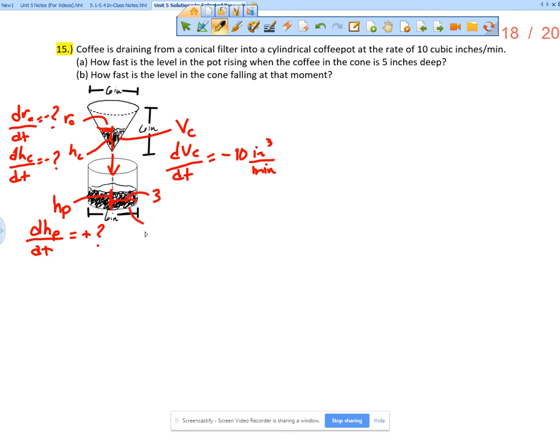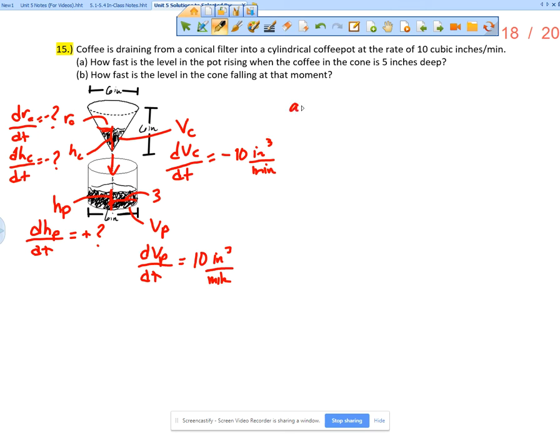Then there is a particular volume of coffee in the pot, so V sub P, and of course, that is changing, so that is dV sub P dt. Now, this is where some people struggle. If the rate of change of the volume in the cone is negative 10 inches cubed per minute, all of that coffee goes from the cone into the pot, so dV sub P dt is actually positive 10 inches cubed per minute, because the volume of coffee in the pot is increasing. So that's all of the drawing parts.